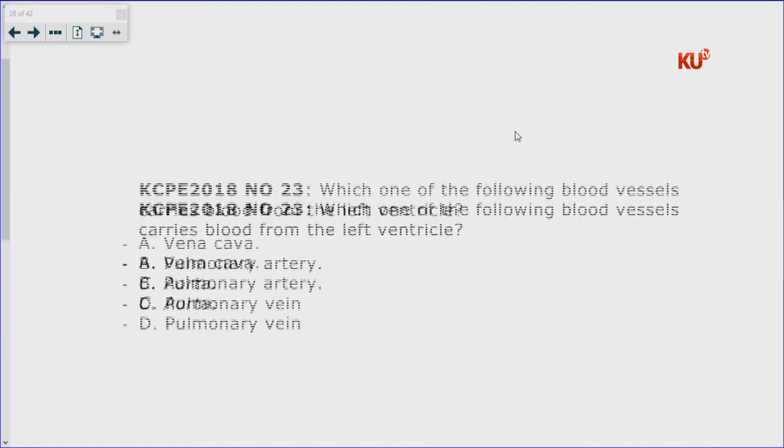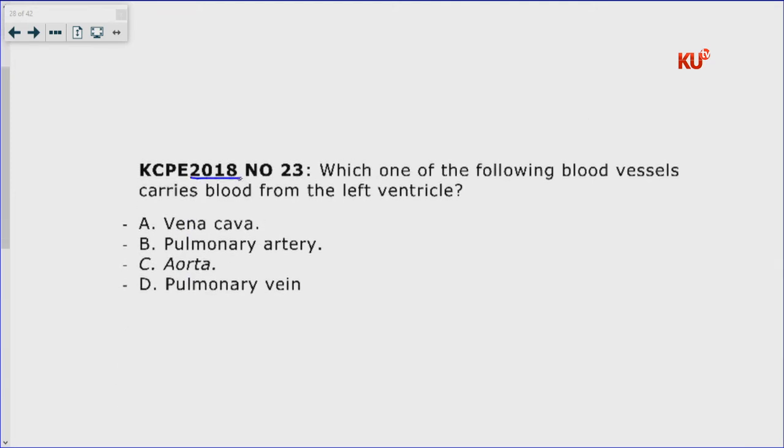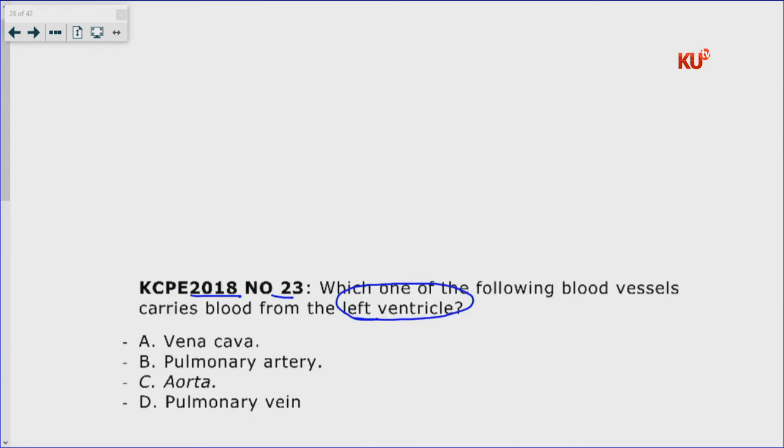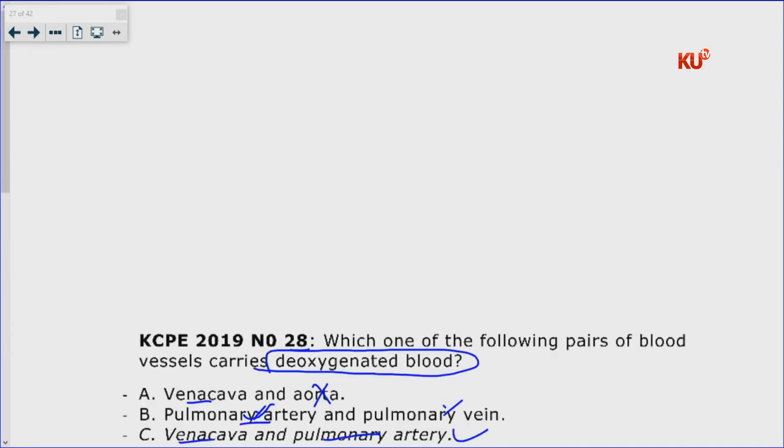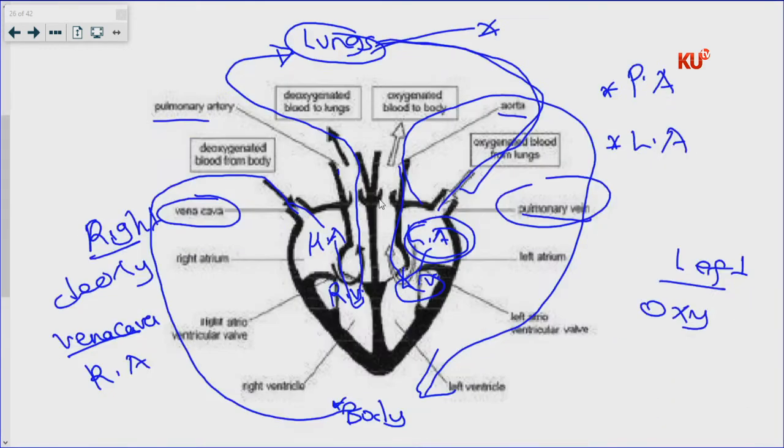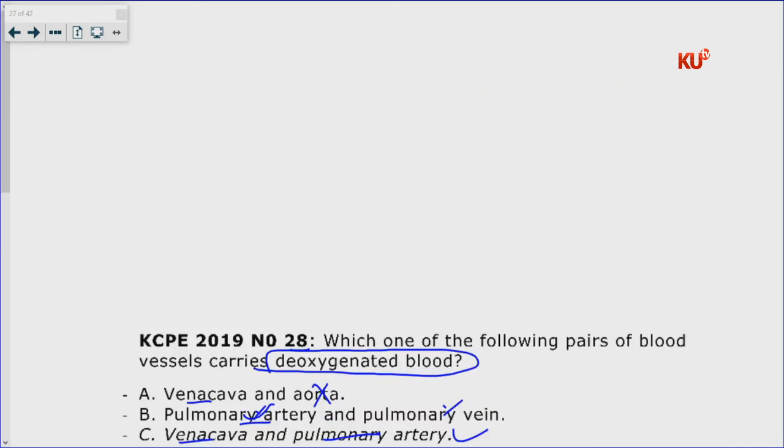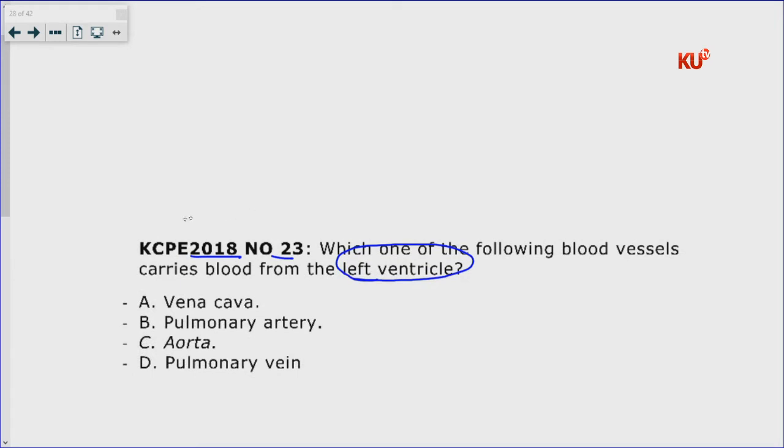Let's look at the other KCP, the former previous year. 2018, number 23. Which of the following blood vessels carries blood from the left ventricle? From the left ventricle. According to our diagram, we look at the left ventricle. The left ventricle is here, and that blood is carried by this blood vessel, and that blood vessel is aorta. So our right answer to that question is aorta. So the right answer was choice C, aorta.